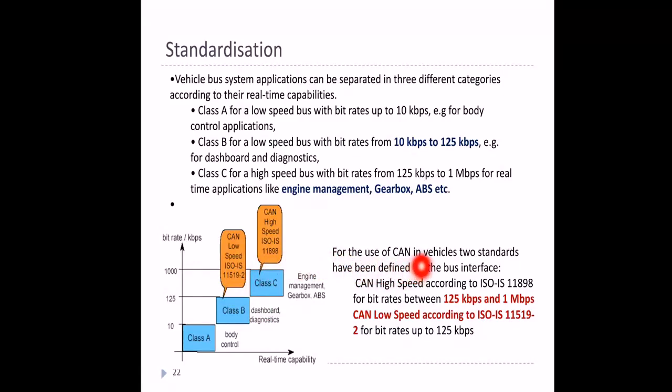So for the use of CAN in vehicles, two standards have been defined for the bus interface: low speed and high speed. It's not that I will use only one; we have to use both low speed as well as high speed to maintain the economy. Of course, the low speed bus will not cause much delay; it may be a fraction of a second or sometimes seconds of delay, but the delay is acceptable for the application we are going to use in the vehicle. So the low speed bus can be used wherever some delay in transmitting the data is tolerable.